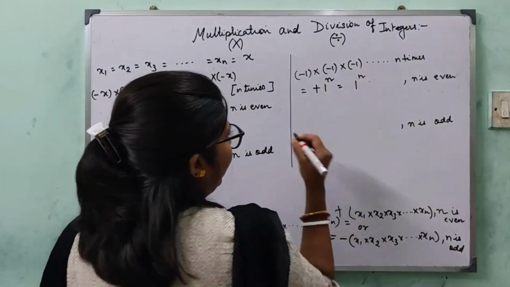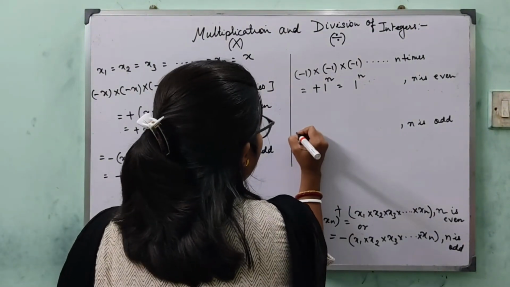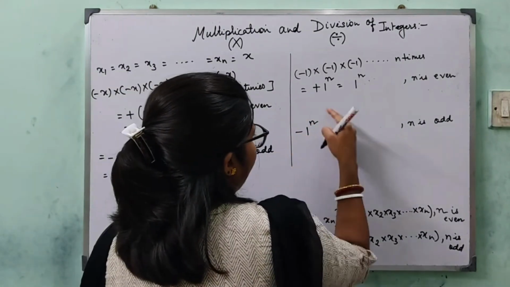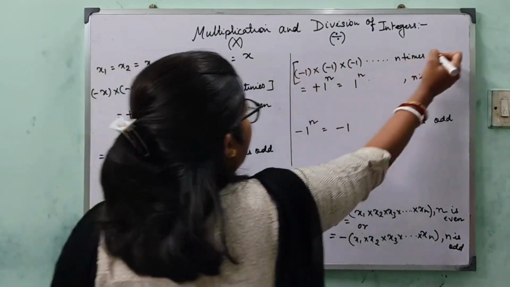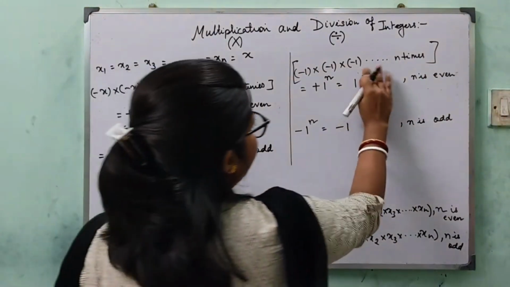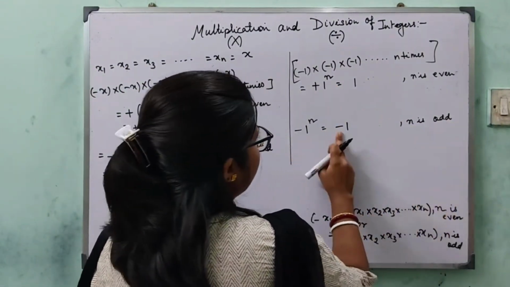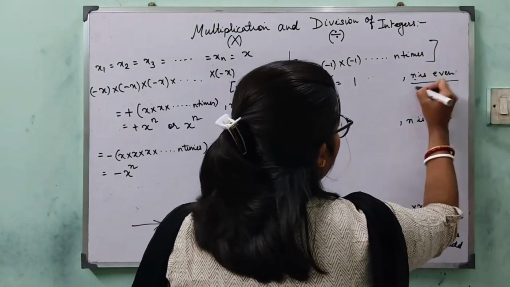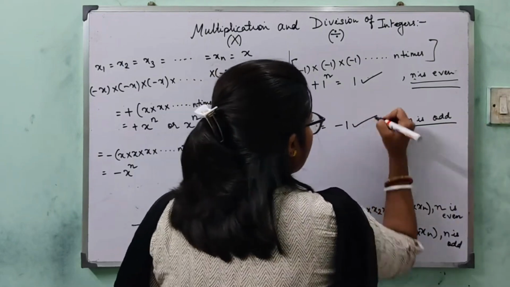And if it is odd, minus 1 into minus 1 into minus 1, an odd number of times multiplied, then we have minus 1 to the power n. Now 1 to the power n is 1, so it is minus 1. So the basic thing is, if minus 1 is multiplied n times, if n is even, then your answer is 1, and if n is odd, the answer is minus 1. I repeat, minus 1 multiplied n times: for n even, the answer is 1; for n odd, the answer is minus 1.